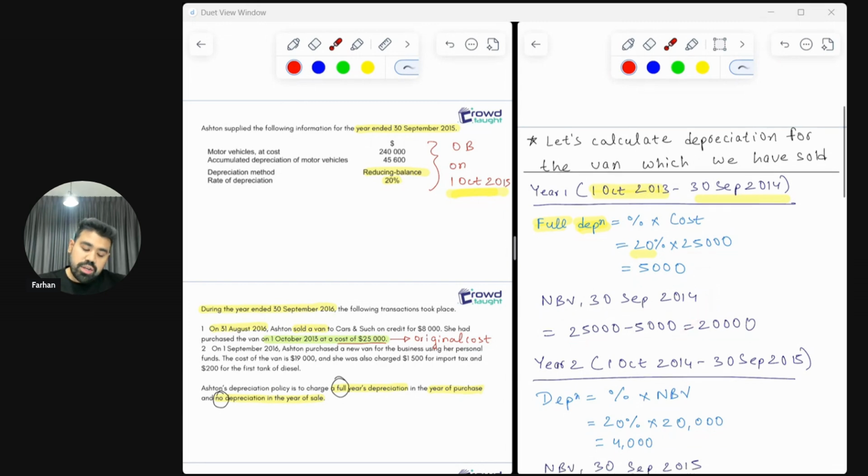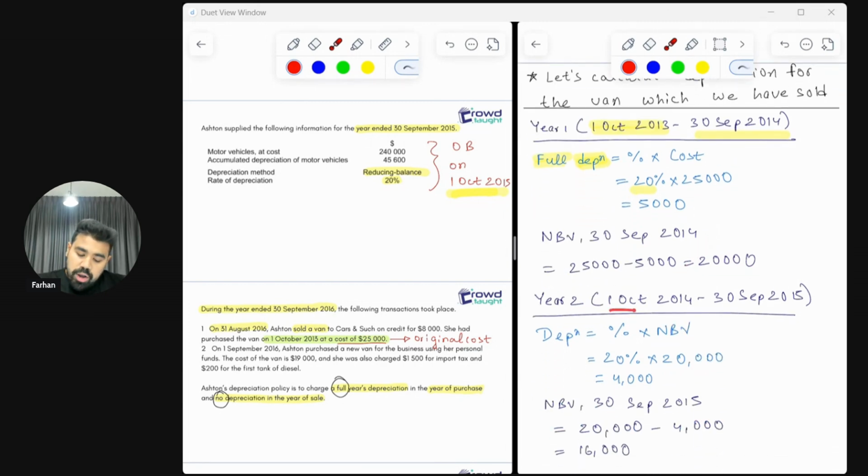Now, in year two, which would start on 1 October 2014 and end on 30 September 2015, we can calculate the depreciation using the reducing balance method by multiplying the given percentage with the net book value. The given percentage is 20, and the net book value is $20,000, which we have calculated for year one, right? So when 20% is multiplied by $20,000, the depreciation is $4,000 for year two.